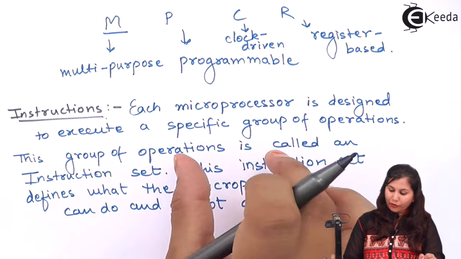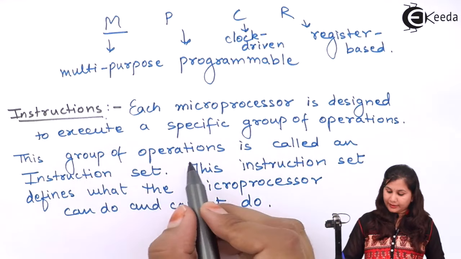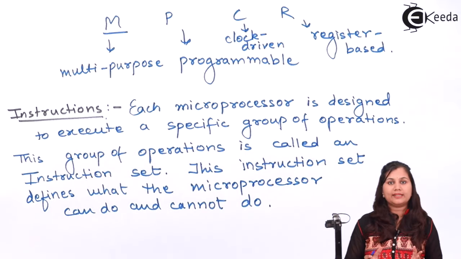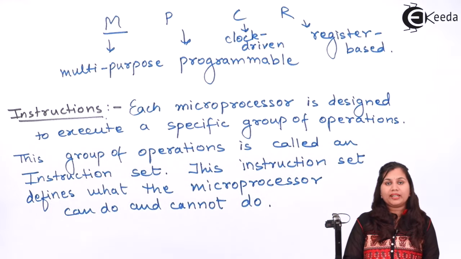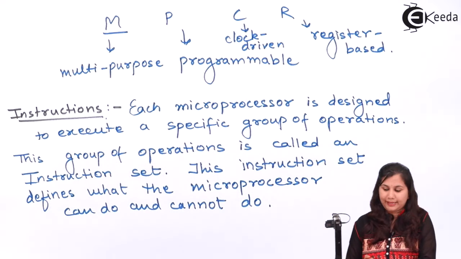Now, the group of operations which a microprocessor performs is called an instruction set. So the various types of operations which a microprocessor can perform are combined and an instruction set is formed for each type of microprocessor.